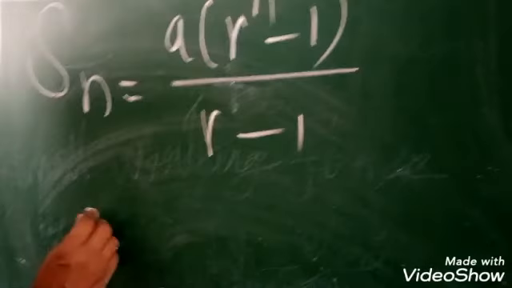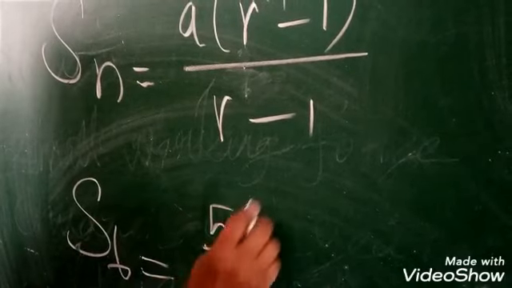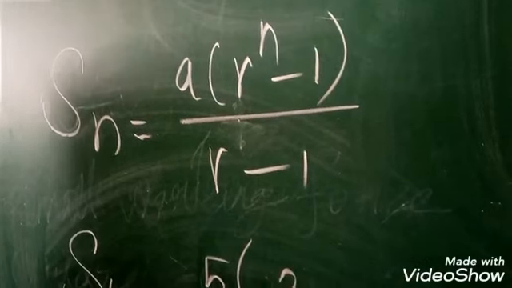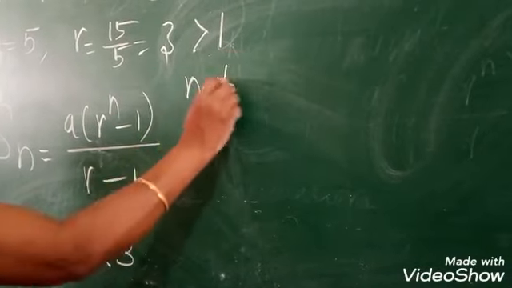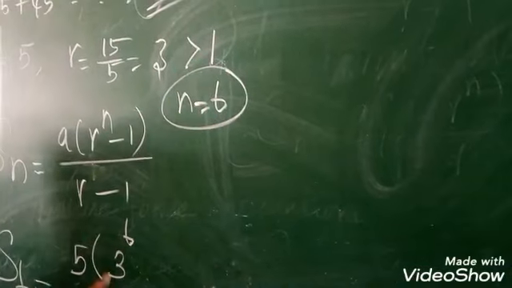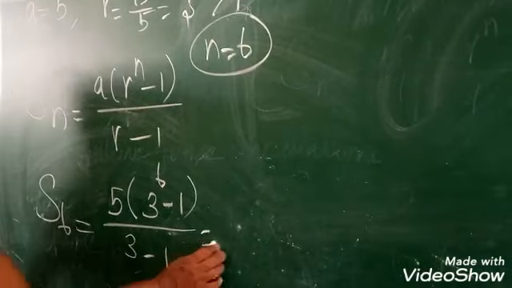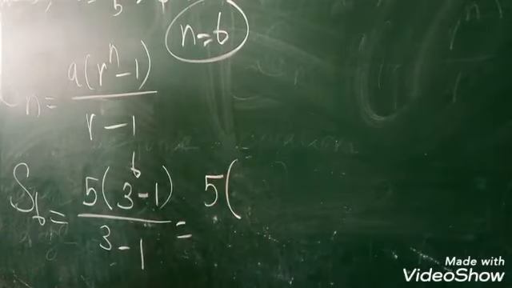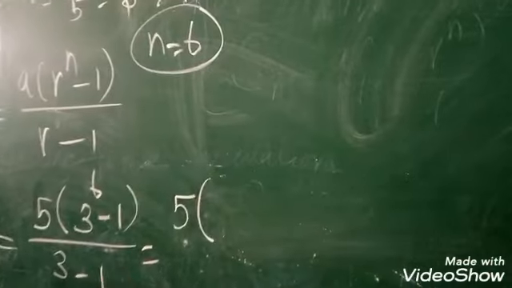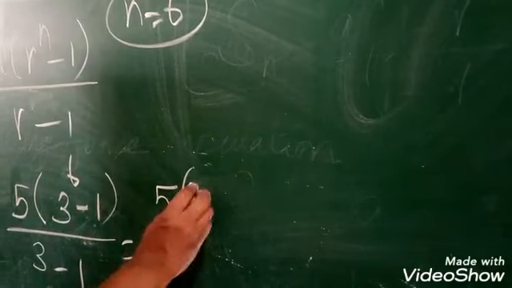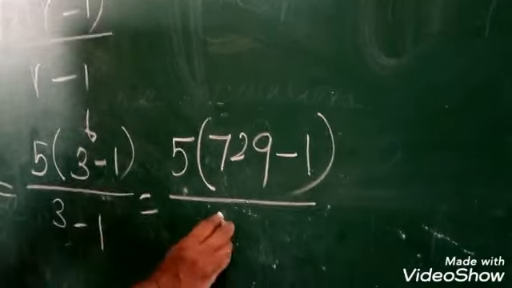Okay, girls. Now we want to find out S6. What is the value of A? 5. Here n is given, girls. n is equal to 6, because they gave 6 terms. So 5 into 3 power 6 minus 1 divided by 3 minus 1. Now you have to simplify. Do you know 3 power 6? 3 into 3 into 3 into 3. How many times should 3 be repeated? Yes, 6 times. 729 minus 1 divided by 2.